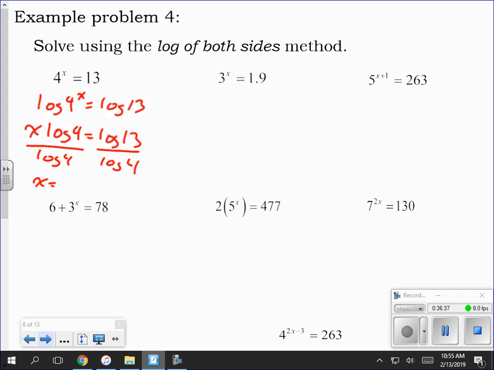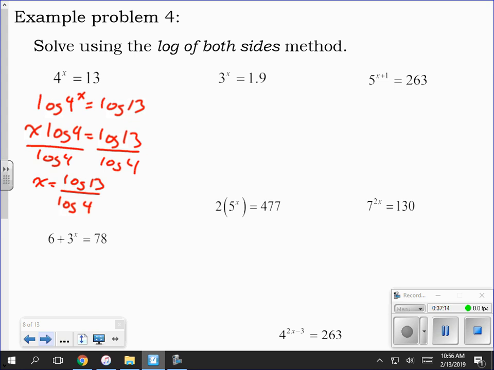So x equals the log of 13 over the log of 4. This is not 13 over 4. This is not the log of 13 over 4. This is the log of 13 divided by the log of 4. If you type it in any other way, your calculator will not give you the correct answer.